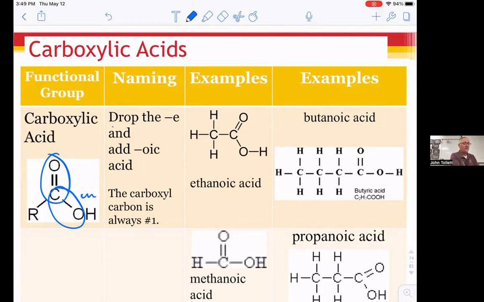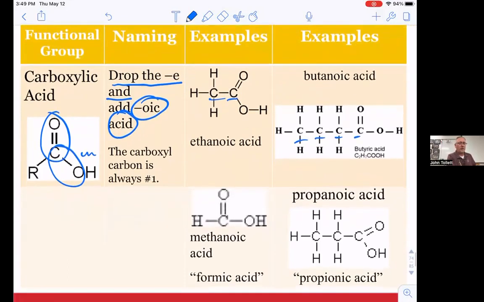To name them, you do the same as we've done before. You drop the E and then you add oic acid to the end of it. So if it were 2 carbons, that's ethane, you would take off the E and do ethanoic acid. Same thing with something that had 4 carbons, butanoic acid. There are some common names attached to these on this PowerPoint, but you don't really need to know those. If it were just a single carbon, it'd be methanoic acid. And of course, if there were 3 carbons, that would be propanoic acid.